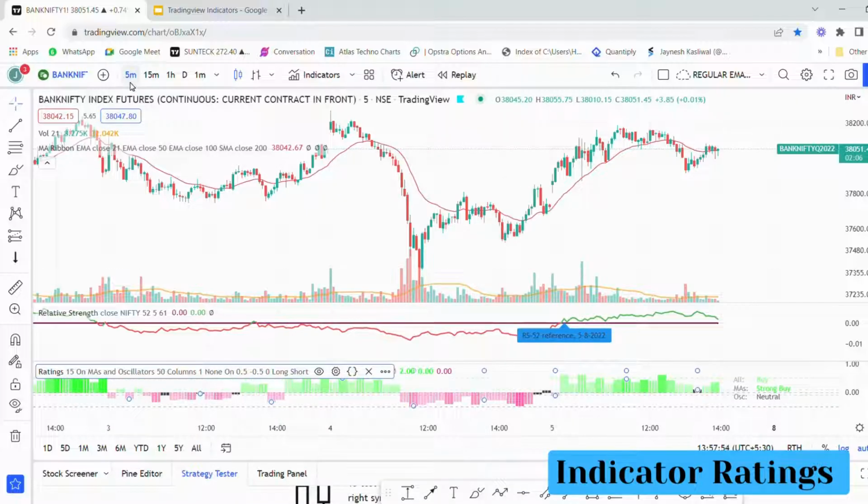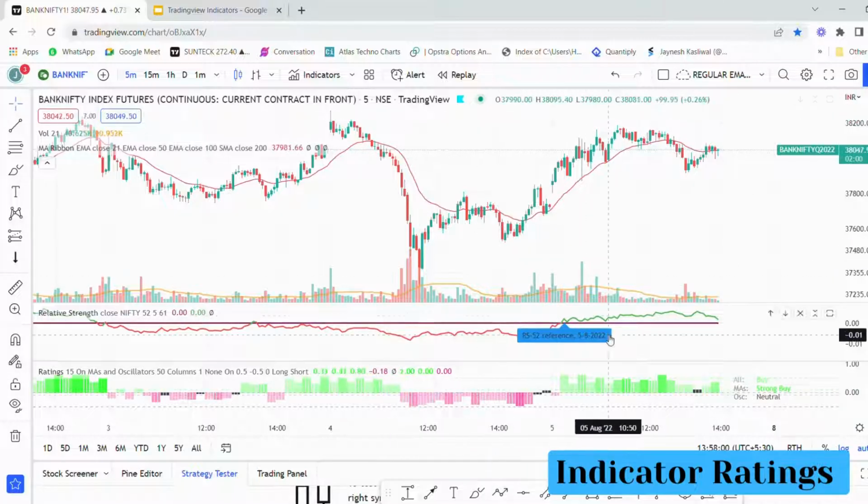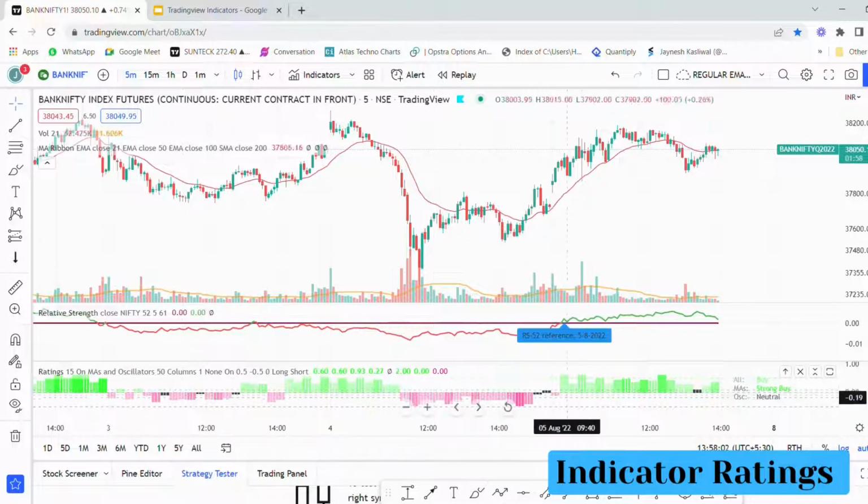So currently I have a 5 minute chart, and I am looking for a trend on 15 minute. So I am using this ratings indicator on a 15-minute time period.